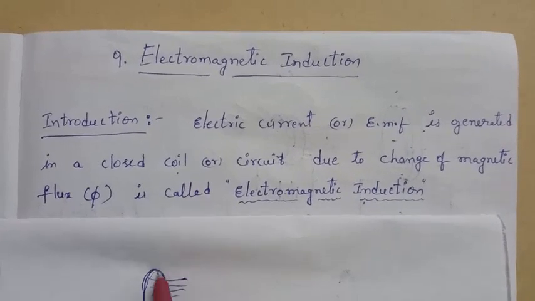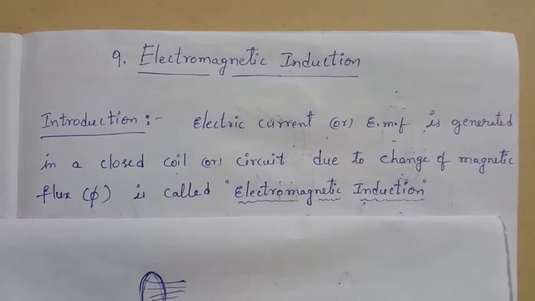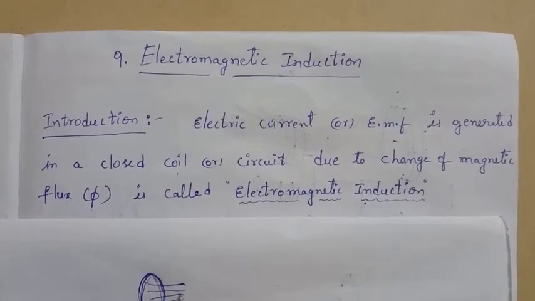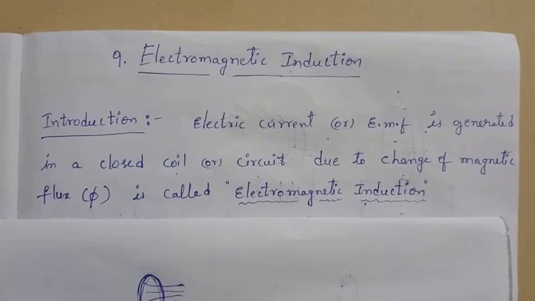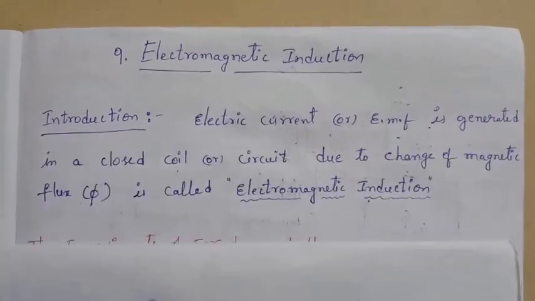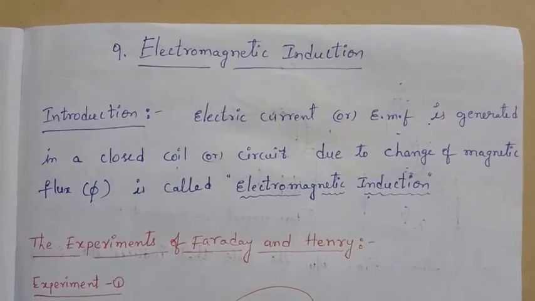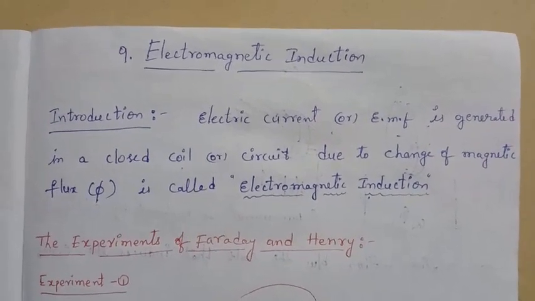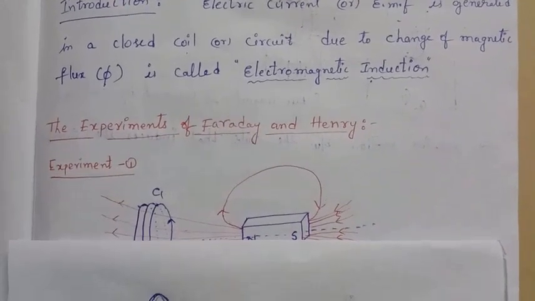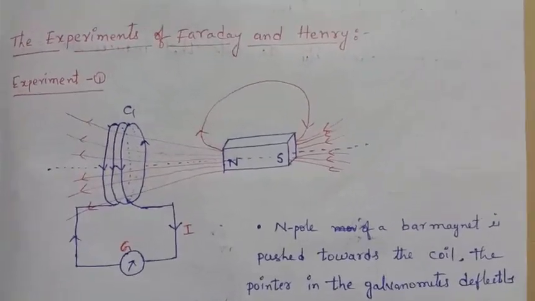Suppose the ends of this circular coil are connected to a galvanometer. When the magnetic flux through this coil changes, you will observe a deflection. This phenomenon is called electromagnetic induction. For this, there are experiments of Faraday and Henry.